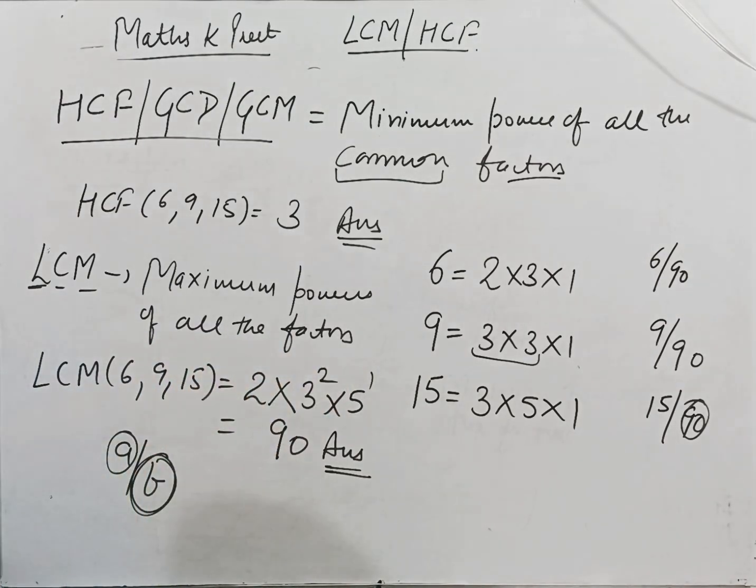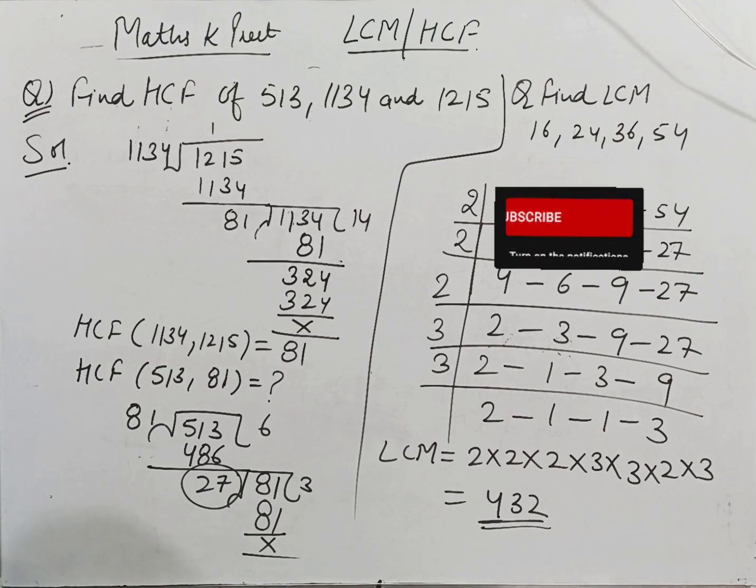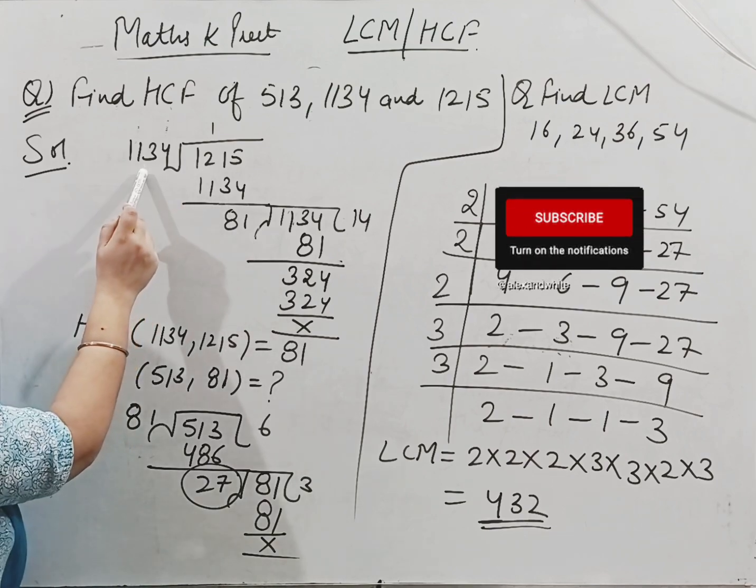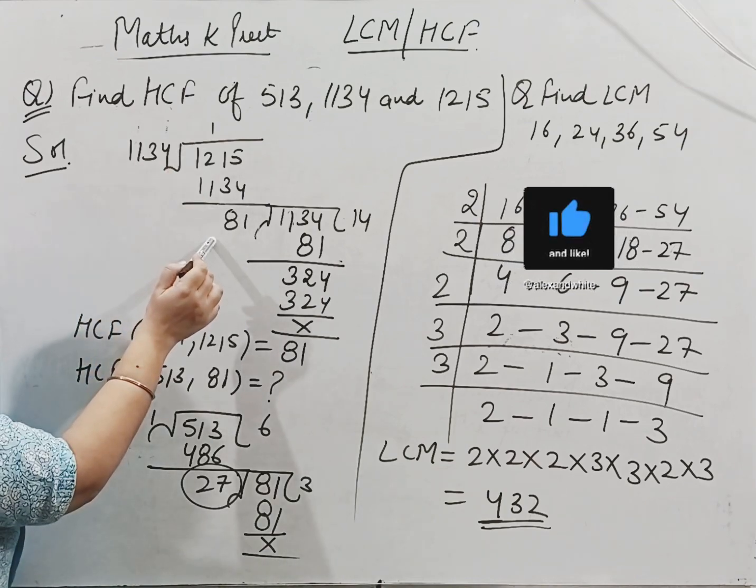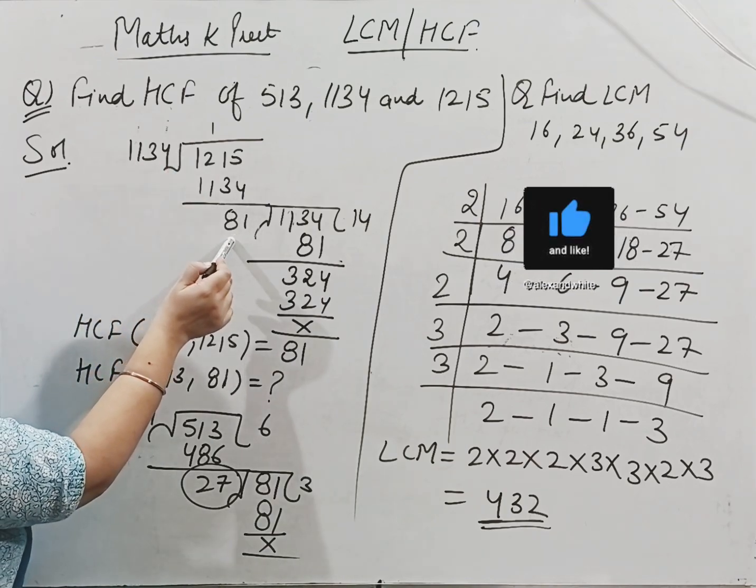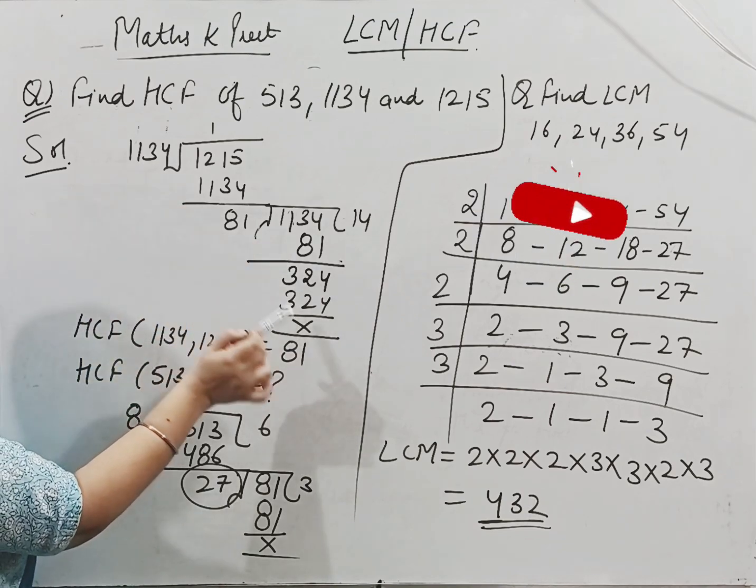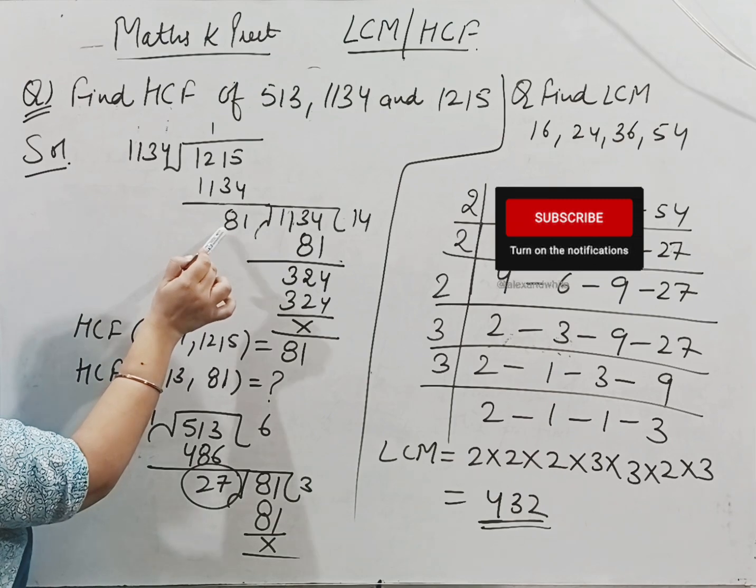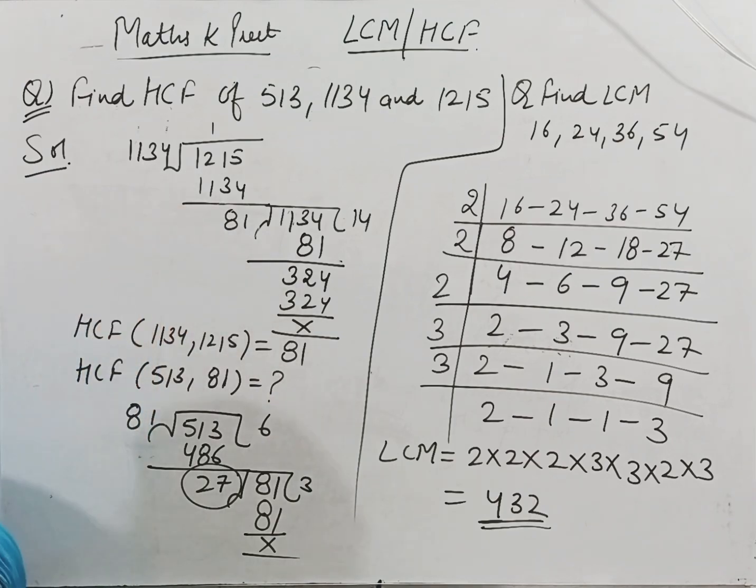So let's see how to find the HCF and LCM by the division method. First see the question here: find the HCF of these three numbers, 1215, 1134 and 513. I'll take these two numbers, the greater numbers, first. Keep the greatest number as dividend and the second greatest as the divisor. Then keep on dividing in a way that when you get the remainder, you take the divisor as the dividend and keep on dividing. If the remainder is 0, then this divisor will be the HCF. So 81 is the HCF for these two numbers only, but I have to calculate the HCF for these three numbers.